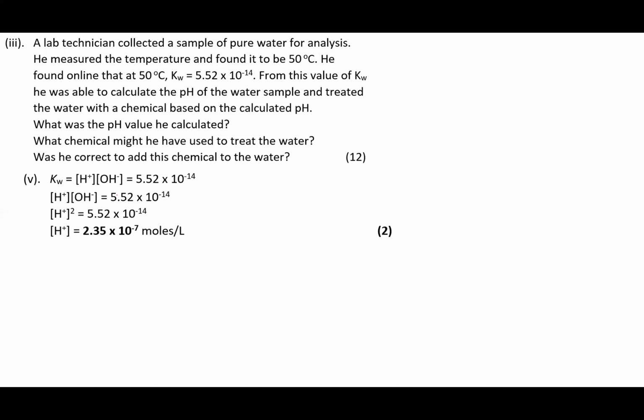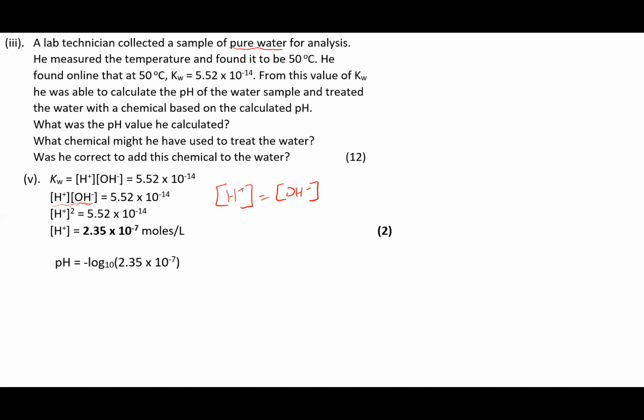So we know Kw is equal to 5.52 by 10 to the minus 14. We're told it's pure water. So here we have H plus by OH minus is equal to 5.52 by 10 to the minus 14. But because it's pure water, the H plus concentration is equal to the OH minus concentration. So instead of OH minus here, we'll put in H plus to get H plus squared. And we get the square root of both sides. We get 2.35 by 10 to the minus 7. So if you're getting that far, you get 2 marks.